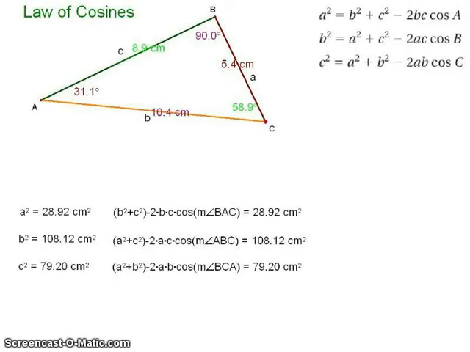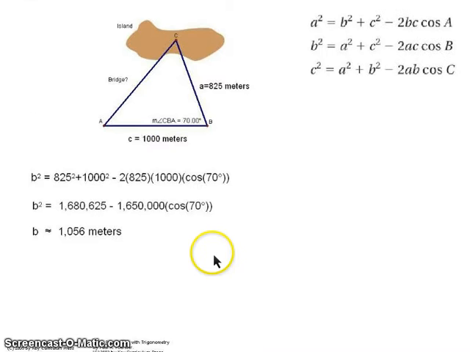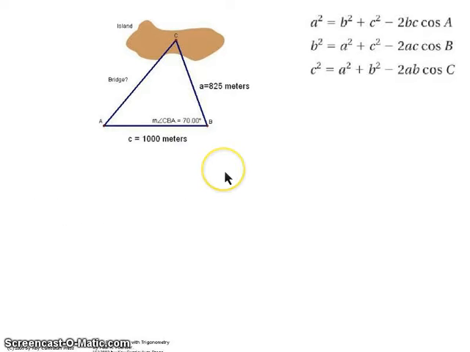So there's two situations you're going to use the law of cosines in. The first situation is when you're given two sides, and you're given an angle. Now if you look at this picture, it should look very familiar from the first video. It's the same picture. The only thing I've done is I've changed the situation so we still know one side is 1,000 meters. And this time we only know one of the angles. And I'm going to tell you angle B is 70 degrees. And we're given that one other side of the triangle is 825 meters.